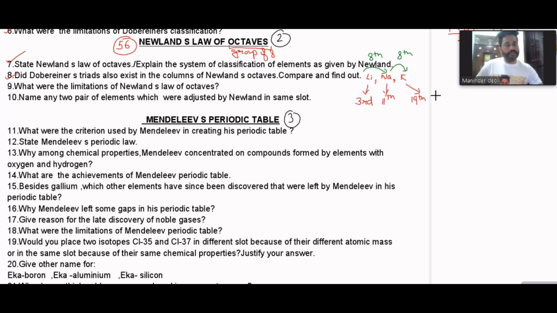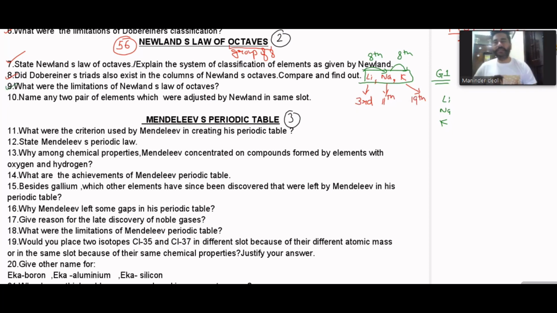In the modern periodic table you can find that lithium, sodium and potassium lie in group number 1. So according to Newlands also, this is a correct concept, that every 8th element has a similar property. Sodium has a property similar to lithium, and potassium also has the same property as sodium, and Doebereiner also formed one triad. So is it correct that Doebereiner's triad also exists in Newlands' law of octaves? In both theories it was correct. Doebereiner formed a triad arrangement, Newlands also did this arrangement, and the modern periodic table also has the 8th element with similar property. So 8th is done.